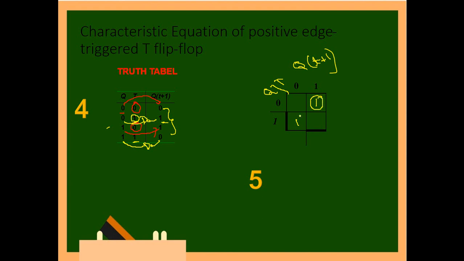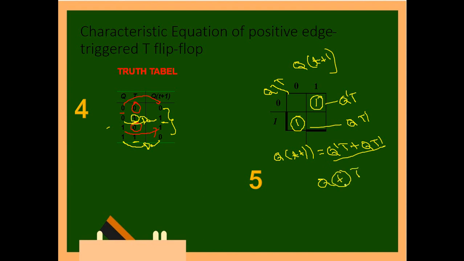Here, the two groupings possible: 0 1 is nothing but Q bar T, and this other one is nothing but Q T bar. We know that Q of T plus 1 is equal to Q bar T plus Q T bar. We know that this is the XOR operation, so we can directly write Q XOR T. This is the characteristic equation of the T flip-flop.